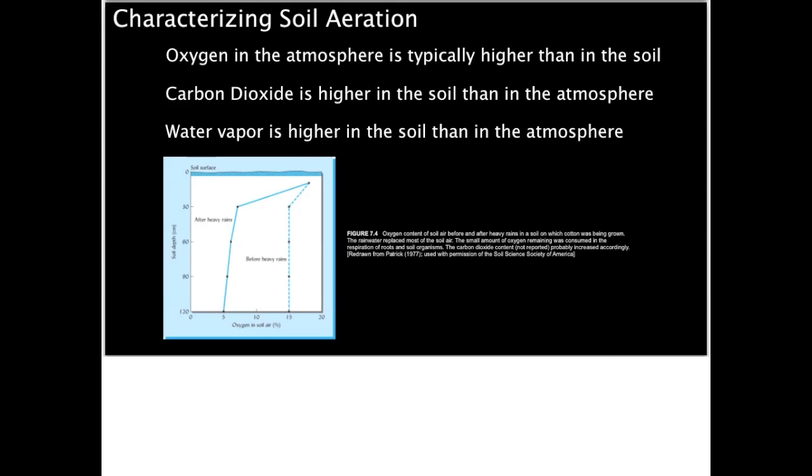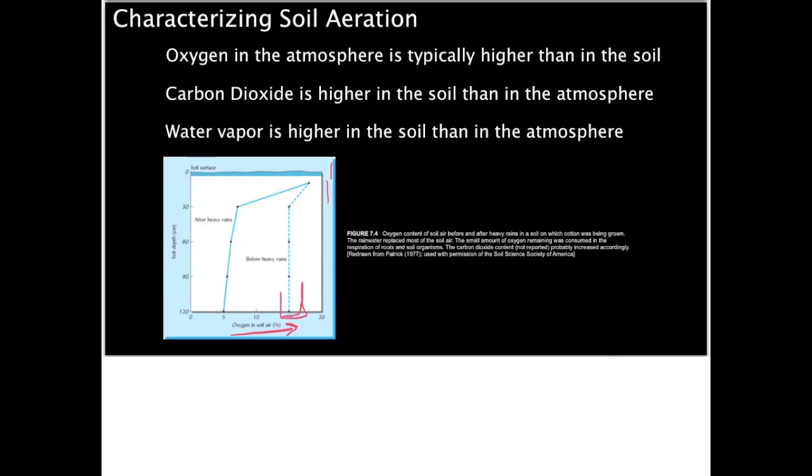Okay. So we have this graph here, and this is the oxygen content of soil air before and after heavy rains in a soil in which cotton was being grown. Before the heavy rains, that's this line here. Before the heavy rains, we have a higher percentage of oxygen in the soil. This is as we move down. So if we went down to let's say 10 centimeters, we would have 17% oxygen. If we went down a little further, we would have 15% oxygen. So 15% oxygen all the way down.